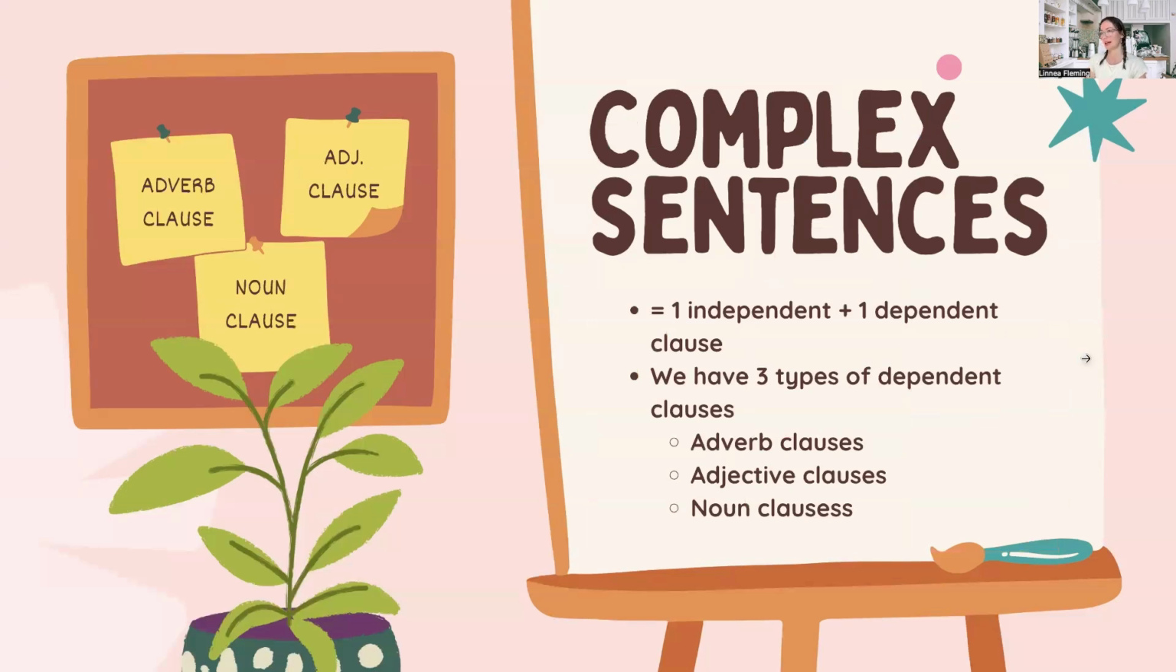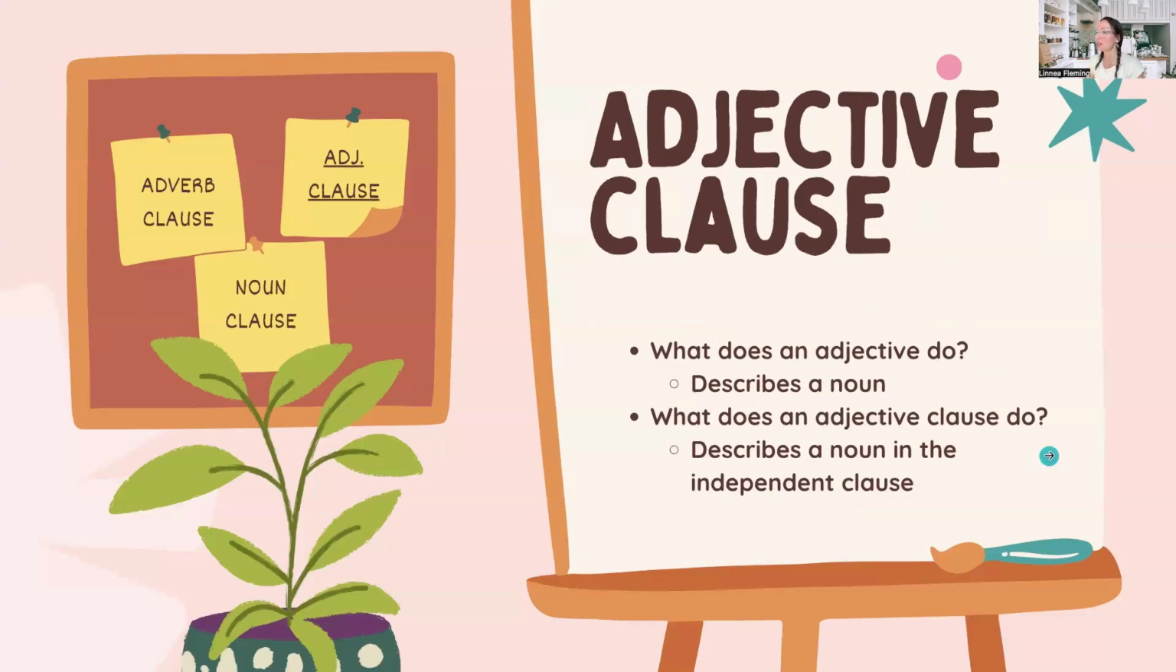Okay, that is all to say that we have three types of dependent clauses. So anytime you make a complex sentence, you're either making an adverb clause, an adjective clause, or a noun clause. So last time we went over adverb clauses. So today we're doing adjective and noun clauses. So let's dive right in.